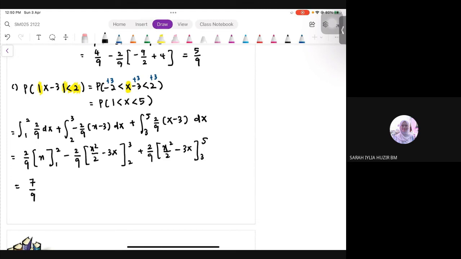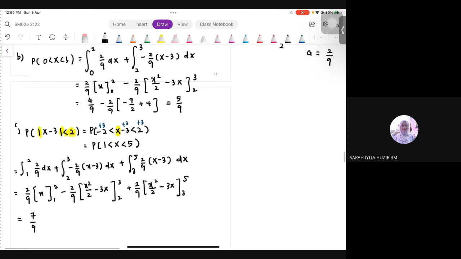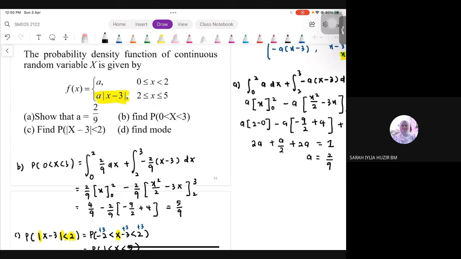Okay. Settle. Okay. So now, kita dah boleh pergi kepada last one. We have to find mode. Okay. So in order to find mode, based on the definition, mode is actually highest probability. Highest probability. Okay. So, in order to find the highest probability, basically you have to refer to the graph. Tak ada cara lain. Awak memang kena tengok graph awak macam mana.